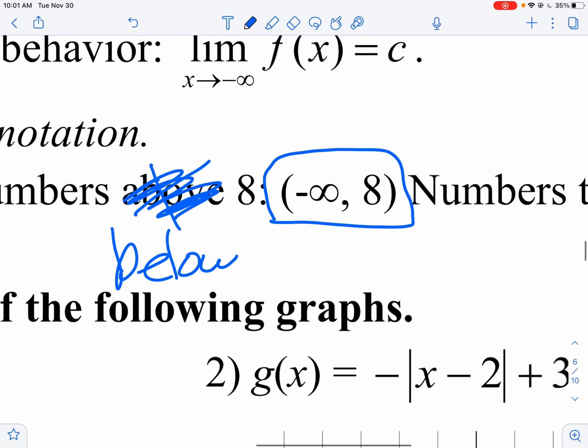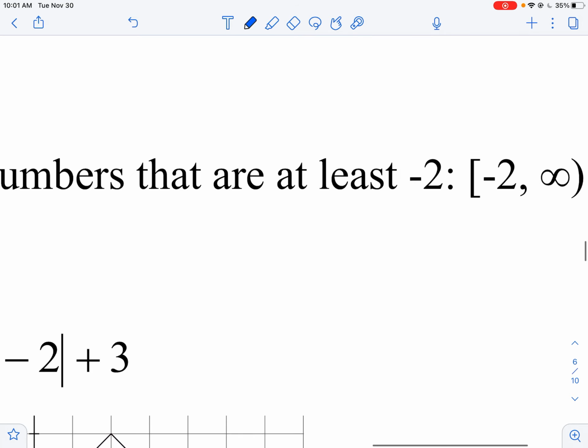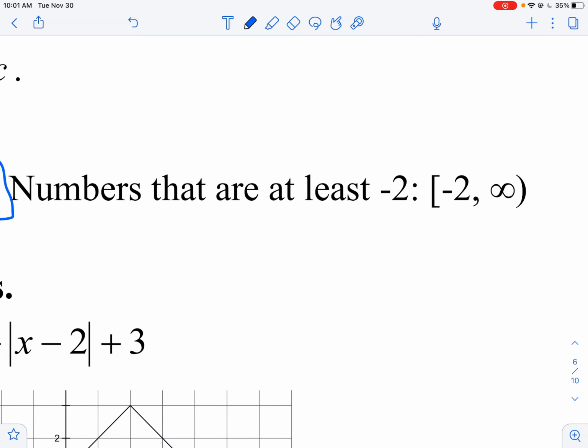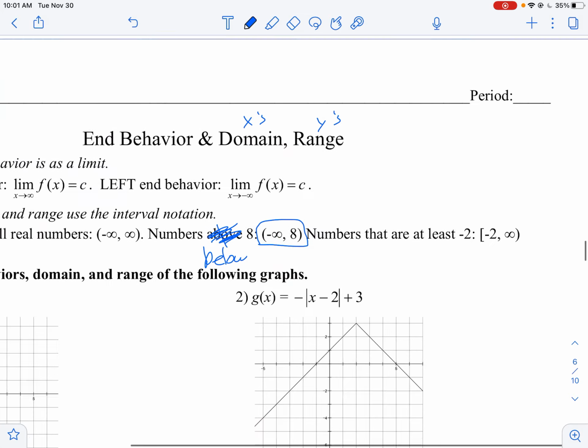Your interval would look something like this for your domain. Or if you want numbers that are at least negative 2, maybe on your y's, the lowest point is negative 2, and it goes up from there. You put negative 2, comma infinity. So that's what those things are.